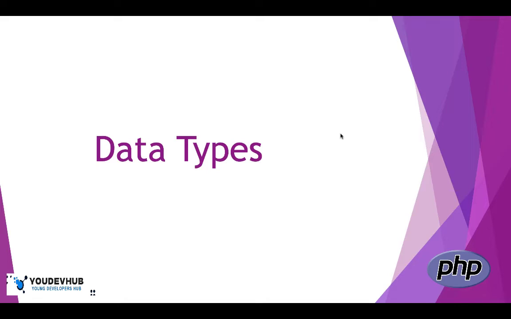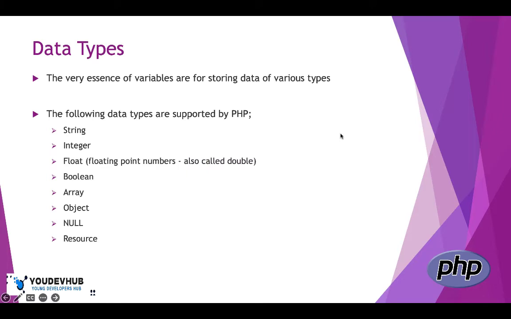Before we go into the course, data is a piece of information or raw facts that are gathered from the user, and each data has a different type in which it represents and a different form in which it stands for. Now, for data types, the very essence of variables is for storing data of various types. Like I mentioned, we have different types of variables or data that are supported by PHP. We have the string data type, integer, float, boolean, array, object, null, and resources. So we'll be going further to tell you more.